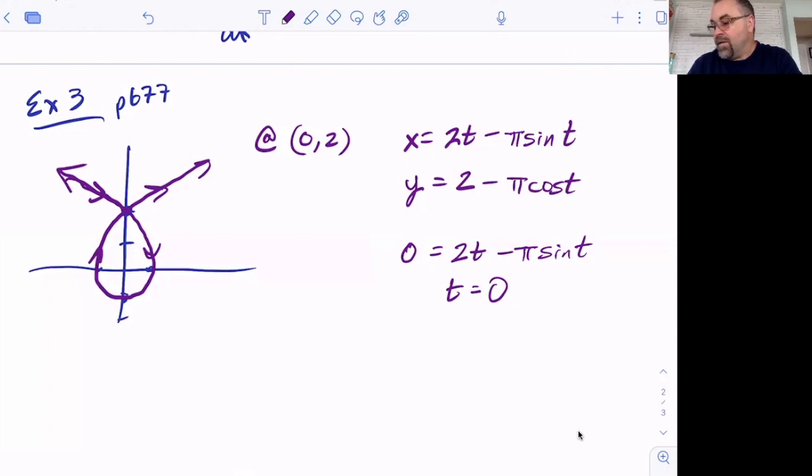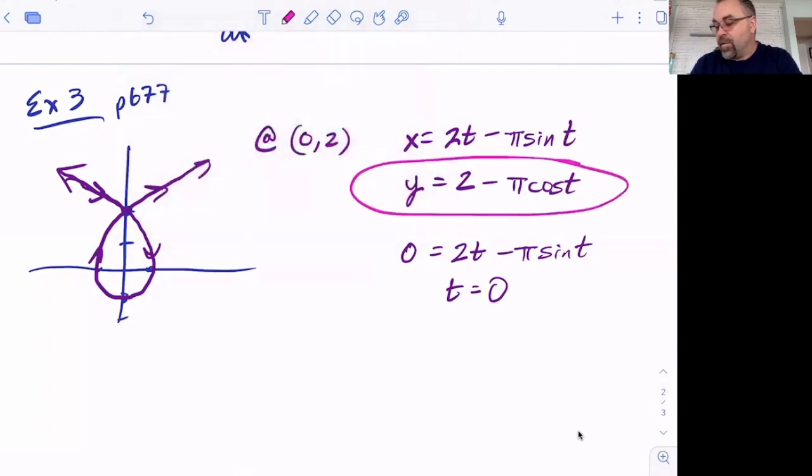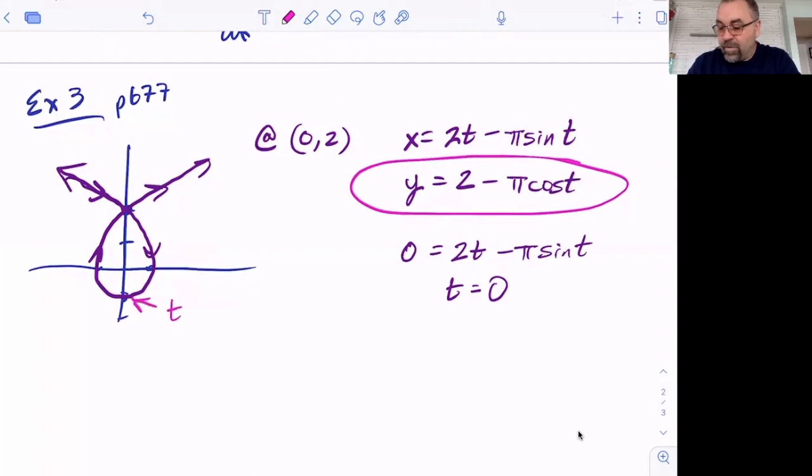The problem with t equals 0 is, would y equal 2 at that point? Because remember, we also have this equation right here we have to worry about. Definitely if t equals 0, x would be 0. No doubt about that. But if t is equal to 0, notice what happens to the y coordinate. You get 2 minus pi. Okay, that's the point when t is equal to 0 down here. So it's not t equals 0.